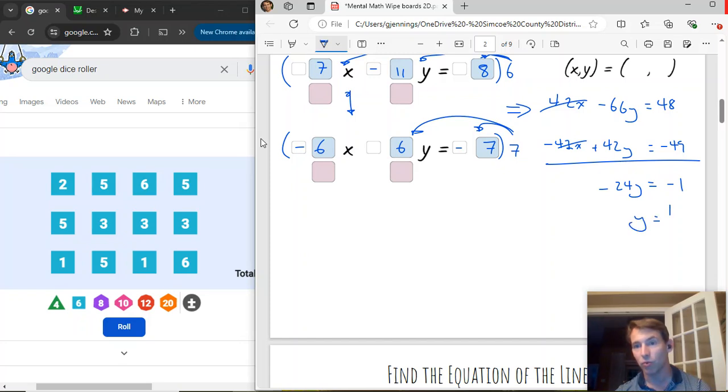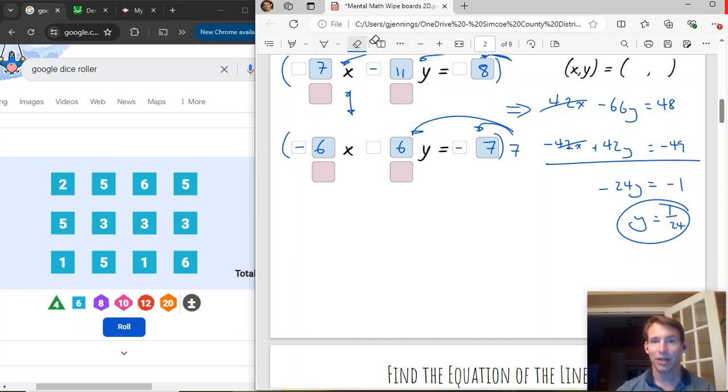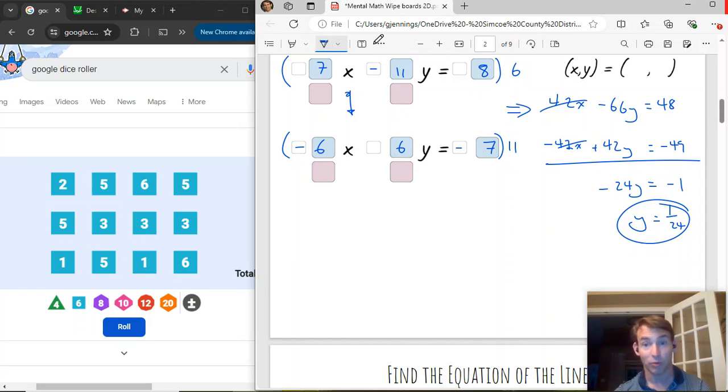So y is 1 on 24. Substituting 1 on 24 into this equation is a little bit nasty. So go ahead and eliminate your y values to find your x value next. So if I multiply here by the 6, which I get from down here, and then this one 11, which I got from up here, I know that I will create two equations that have the same coefficient but opposite sign for y. So those are going to look like 42x minus 66y is equal to 48.